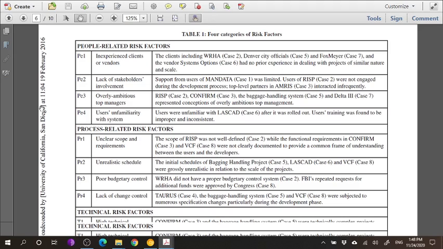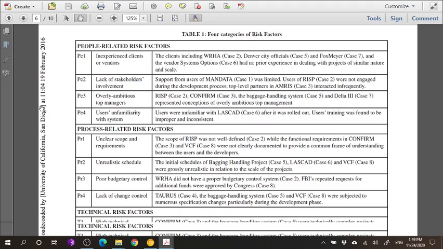The fourth people-related risk factor got the projects to fail. Remember, I said earlier that risk factors are the reasons that a project fails. A project doesn't just fail by 1 or 2 reasons. There could be several reasons simultaneously that cause a project to fail. So the fourth people-related risk factor is users' unfamiliarity with the system.